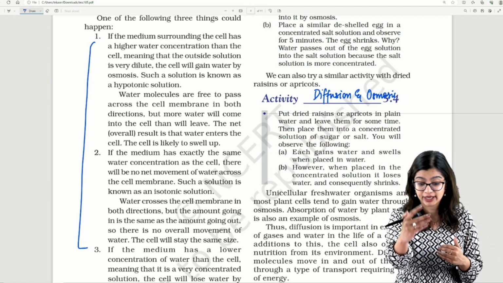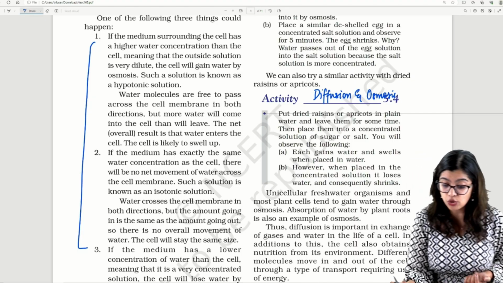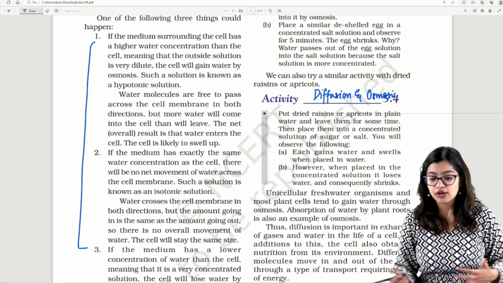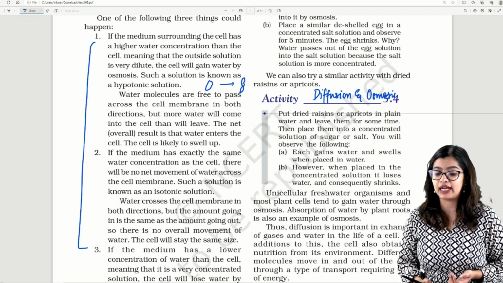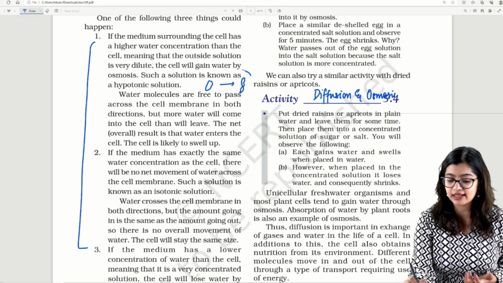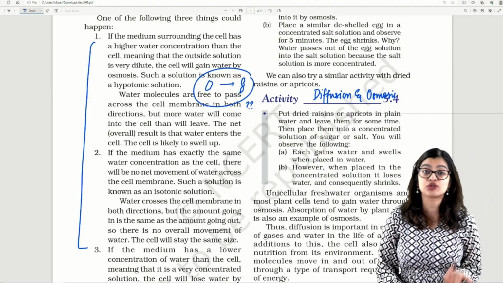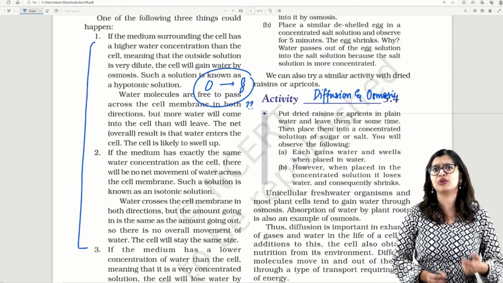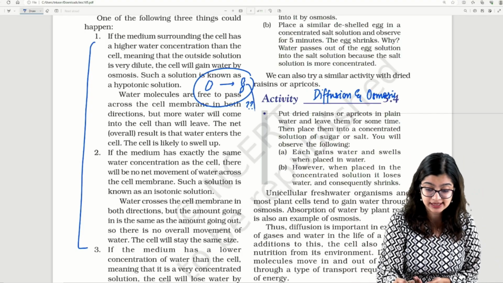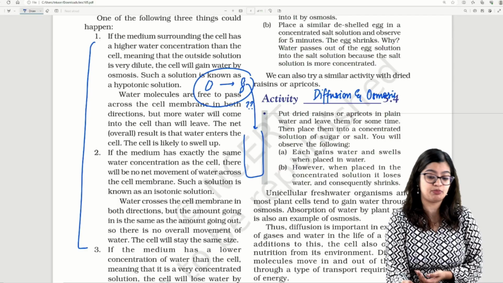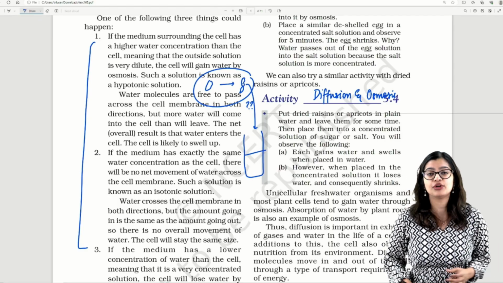Those kinds of topics that we cover under this could be represented as diagrams. For example, if this is my raisin, I kept it in a solution which then made the raisin look like this. So then they will ask you what kind of solution it was kept in, what is the process that has happened here, what would happen if I keep this cell in, let's say, a beaker full of pure water. So now what has happened?